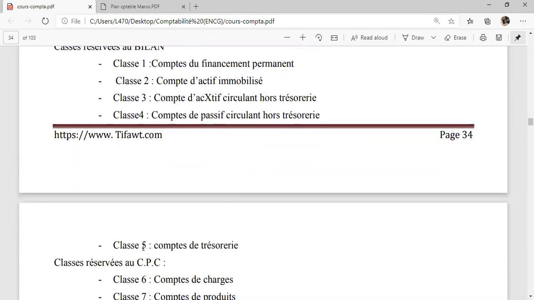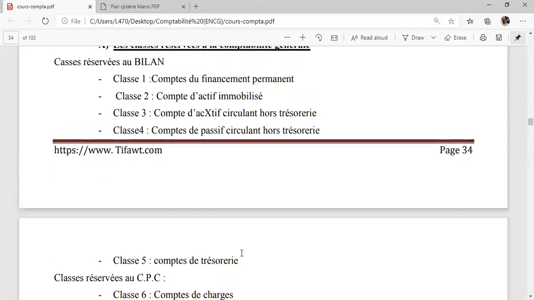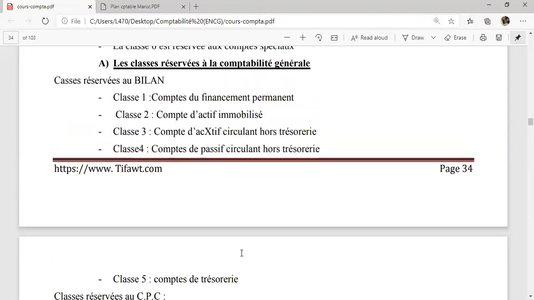Then class 5, we have compte de trésorerie. These are just ways in which we keep our finances. That is cash in hand, cash in bank, and so on. So for these first 5, I hope we are clear. And in addition, they strictly concern the bilan. So I hope we are clear on the first 5.